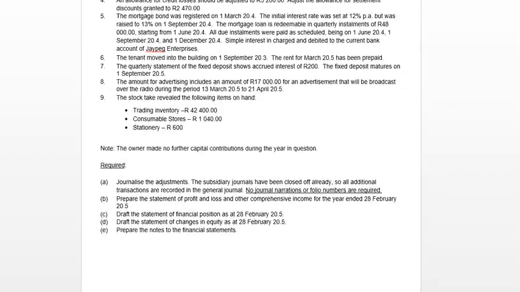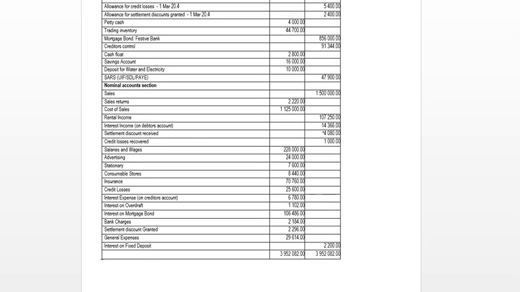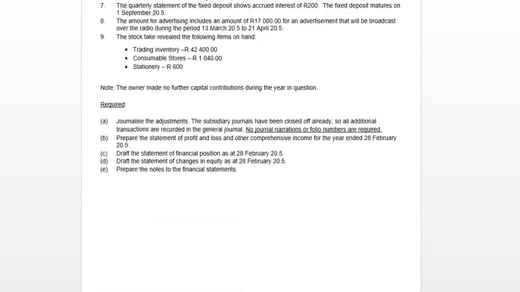If we look at what our other income was, so let's start with our trial balance, so our other income was rental income of 107,250. It was our credit losses recovered of 1,000 Rand, our settlement discount received, but we already accounted for that, and then our interest income of 14,366 and our interest on fixed deposit.